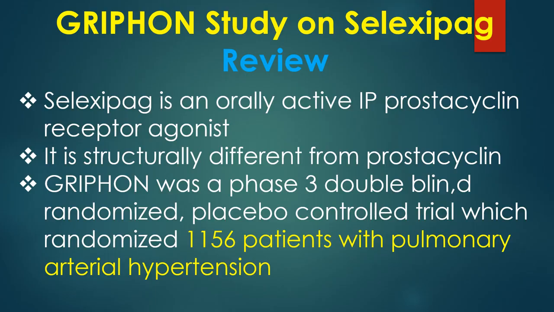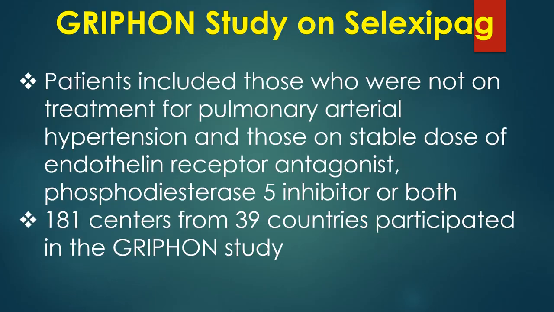GRIPHON was a phase 3 double-blind randomized placebo-controlled trial which randomized 1,156 patients with pulmonary arterial hypertension. Patients included those who were not on treatment for pulmonary arterial hypertension and those on a stable dose of an endothelin receptor antagonist, phosphodiesterase 5 inhibitor, or both. 181 centers from 39 countries participated.